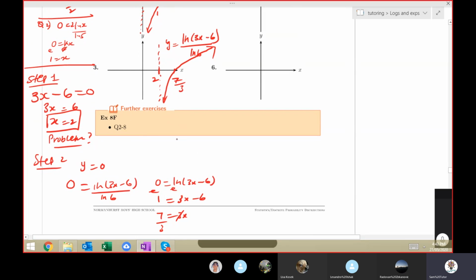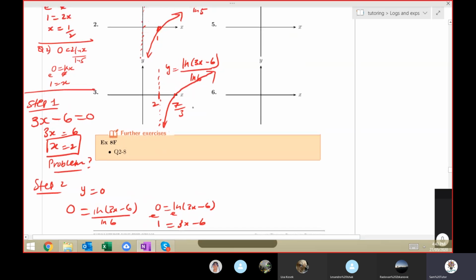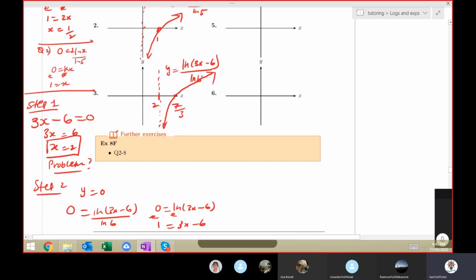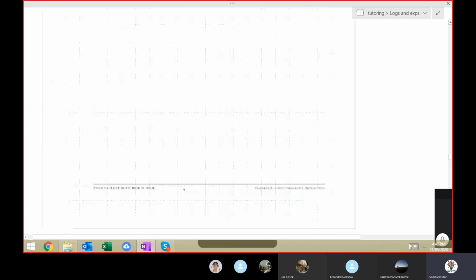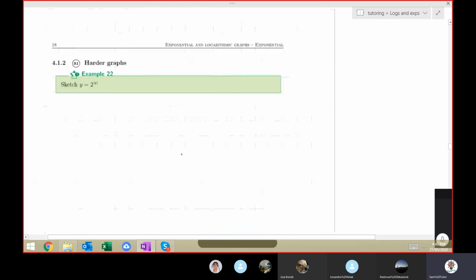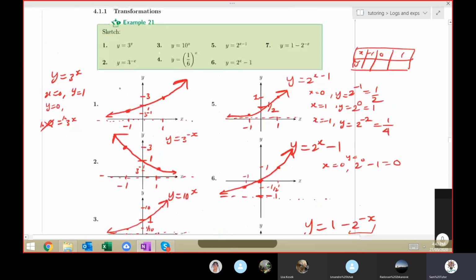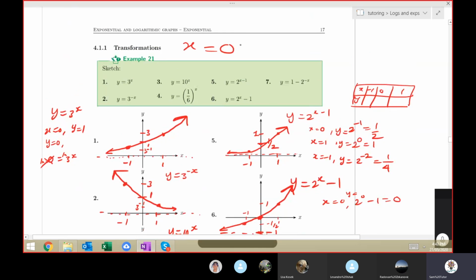What you guys got to start realizing is that for logs, you can't have x equals 0. So therefore, you're not going to be looking at when x equals 0. For your exponentials, these ones that we were doing, it's all about x equals 0, because y cannot equal 0, right? You have that already as an asymptote. So for exponentials, it's all about x equals 0.